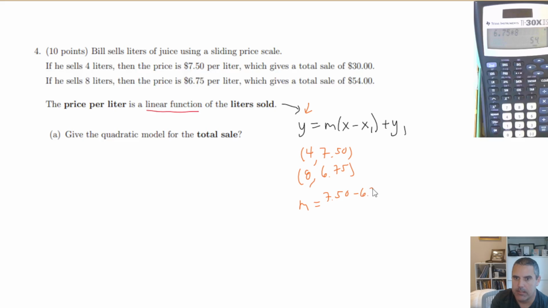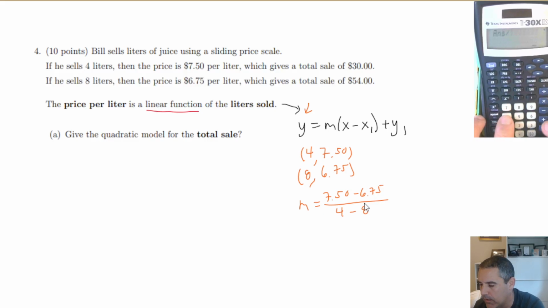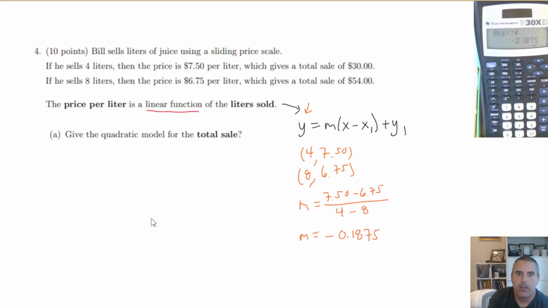$7.50 minus $6.75 over 4 minus 8. So let's do it. $7.50 minus $6.75 divided by -4. Okay, so the slope is negative 0.1875. So now I have the price. The price is given by this, negative 0.1875 x minus, we pick one of the values, how about the 4, plus 7.50. That's what we're given.